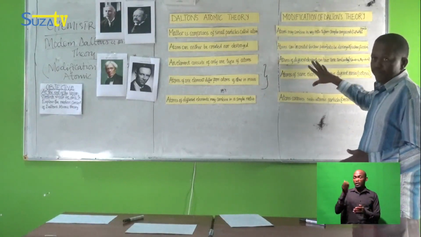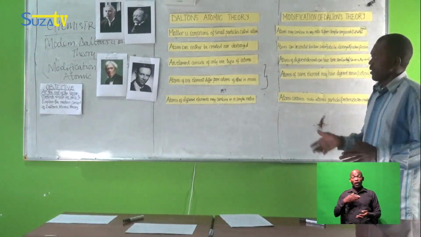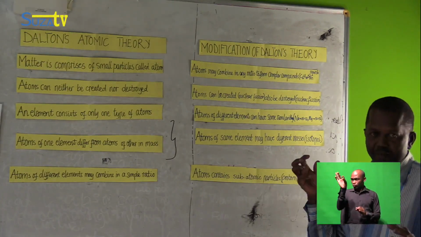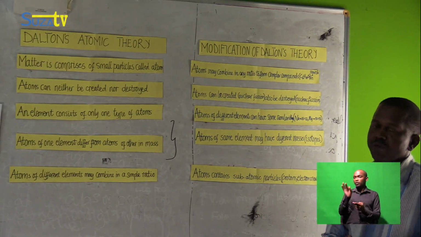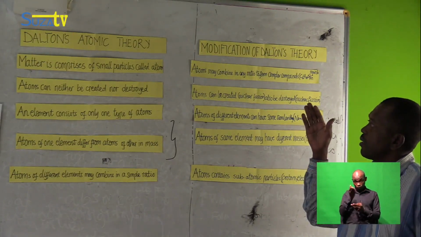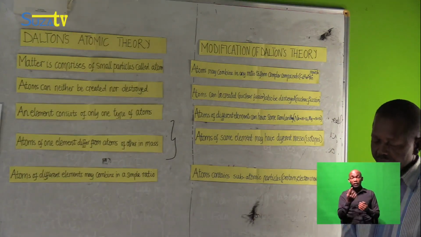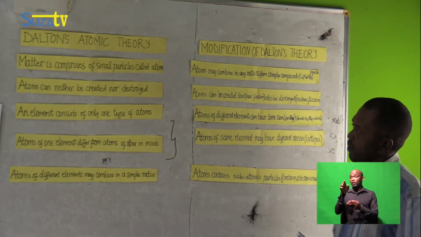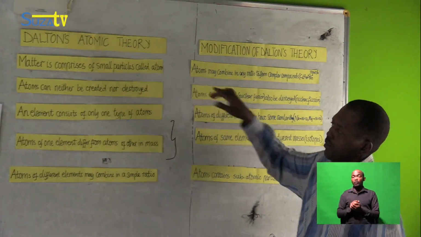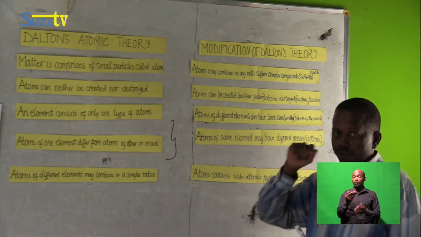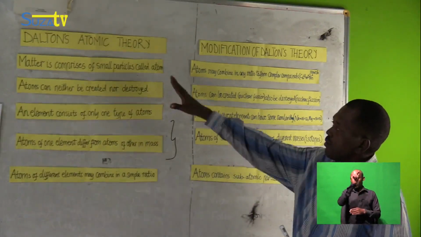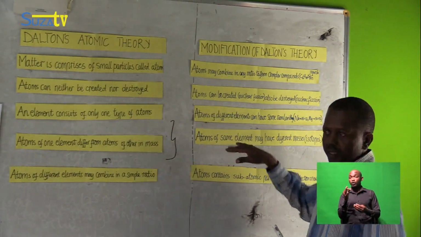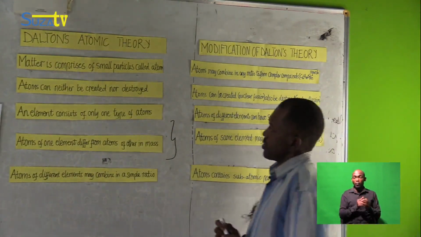I've rearranged them. So we want to have that kind of activity to make sure that we match the postulates of Dalton atomic theory and the one which modified. So I will use that marker pen, temporary marker pen, to show just an arrow to show that this will be corresponding to that modification. So I start with the first one.